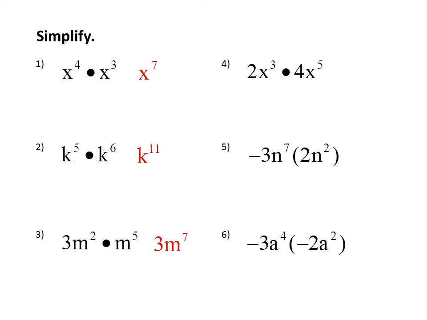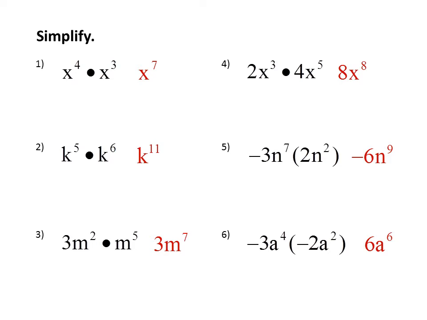Okay, here are the answers. Number 4 is x to the 8th. Number 5 is, don't forget the negative sign, negative 6 or opposite 6, n to the 9th. And number 6 is double negatives. You multiply the negatives, you get positive 6a to the 6. I hope that was clear.